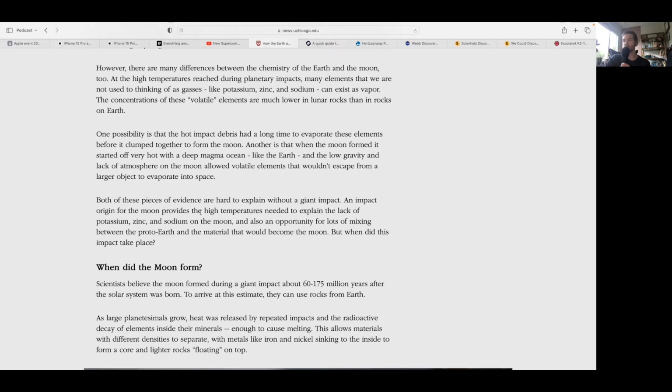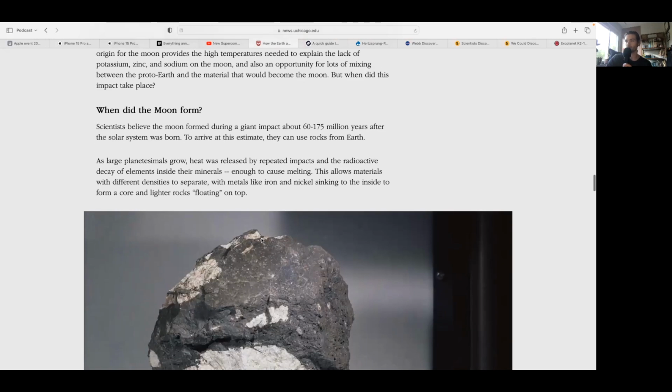Both of these pieces of evidence are hard to explain without a giant impact. An impact origin for the moon provides the high temperatures needed to explain the lack of potassium, zinc, and sodium on the moon, and also an opportunity for lots of mixing between the proto-Earth and the material that would have become the moon. But when did this impact take place?